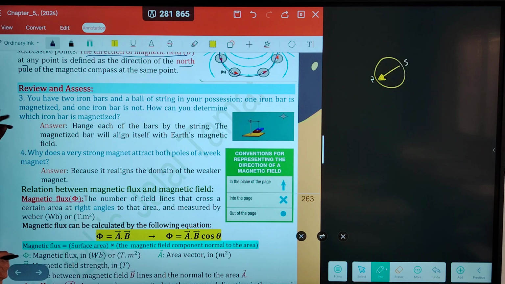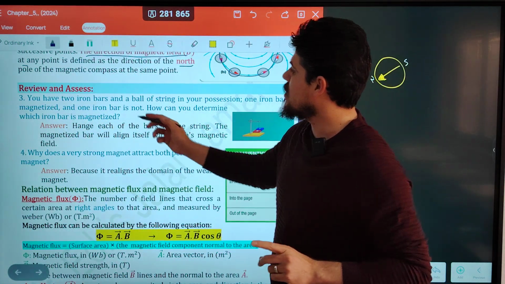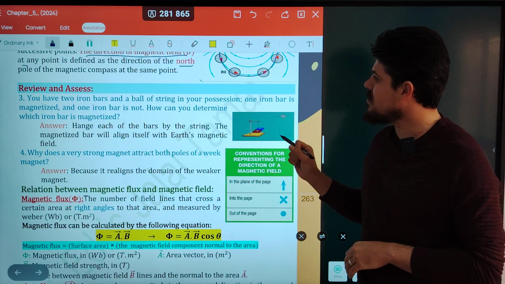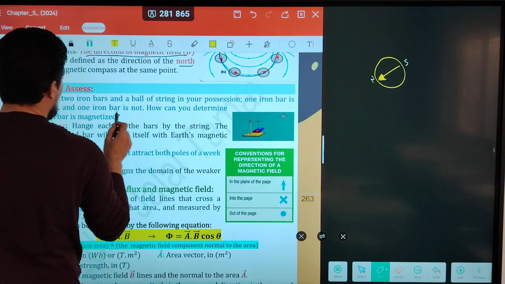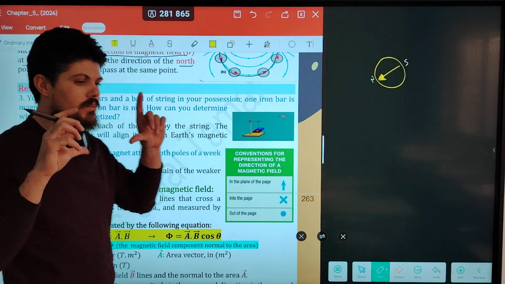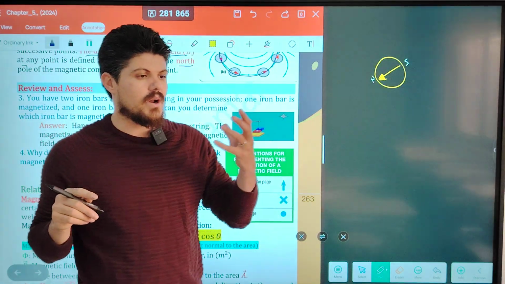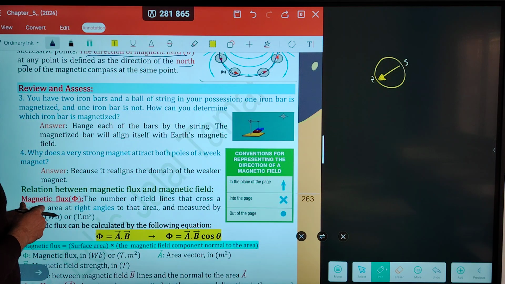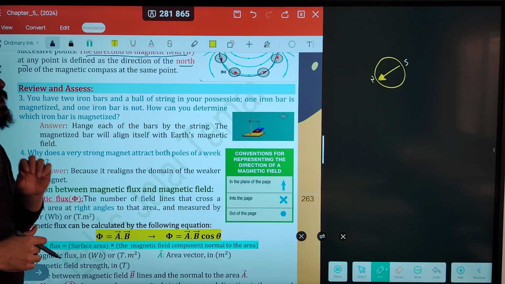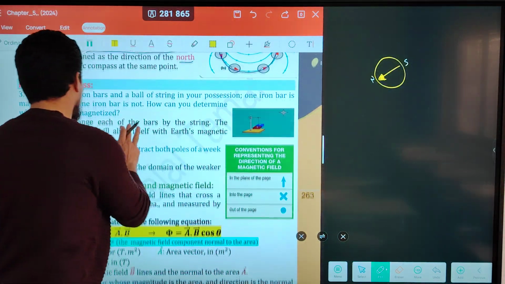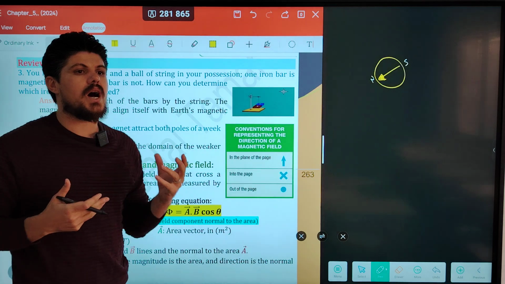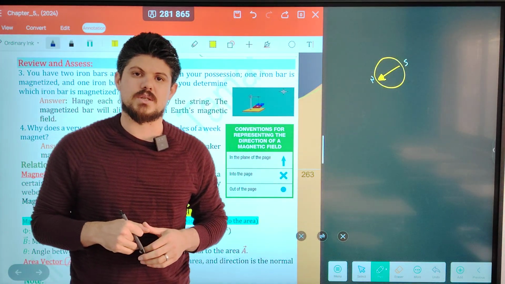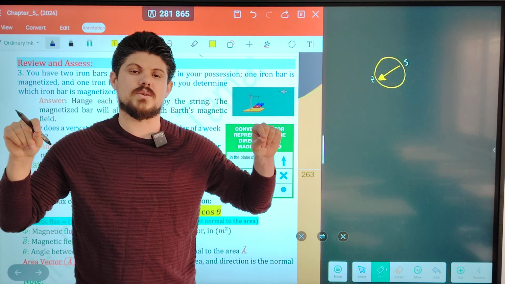Question 3. You have 2 iron bars and a ball of string in your possession. 1 iron bar is magnetized and 1 iron bar is not. We have 2 identical iron bars. 1 is magnetized, the other is not. How can you determine which iron bar is magnetized? This is a very good question, guys. How can you determine which iron bar is magnetized, without approaching any magnetic material? By suspending them through the thread or the string.